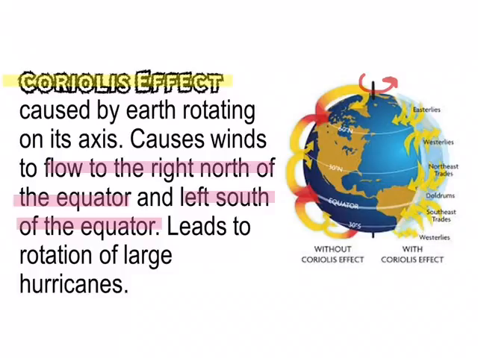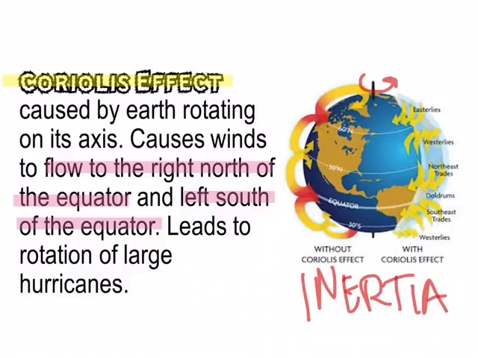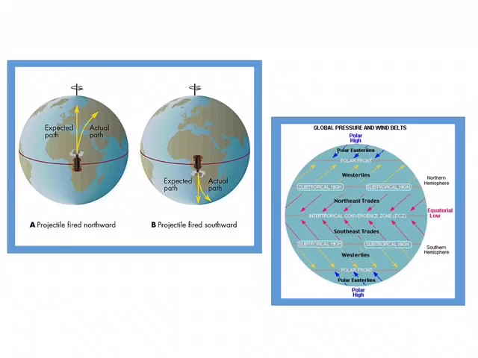You can think about this as relating to what we did in physics with inertia, where the winds are in motion and they stay in motion along with the motion of the globe. Here are two images that show the effects of the Coriolis Effect. So when something's fired northward, it will curve, and when it's fired southward, it will curve in the other direction because the Earth is spinning on its axis. Here's a description of the different winds that you would find in each of these areas.